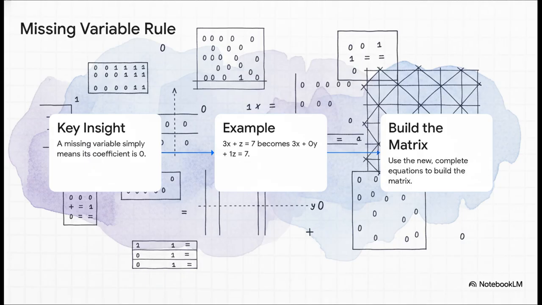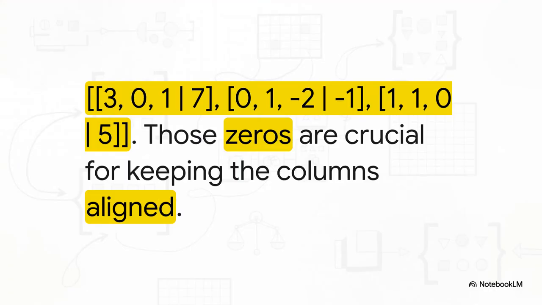So the most important step here is to actually rewrite the equation and put in that 0 as a placeholder before you even think about building the matrix. And check out what happens when we do that. By putting in those zeros, we make sure every column stays perfectly lined up. First column is for x, second for y, third for z. No gaps, no shifting around. This right here is the absolute key to keeping bigger systems organized.